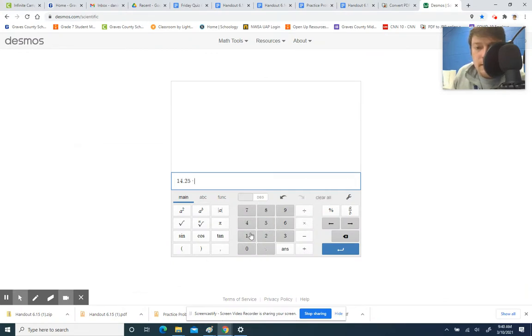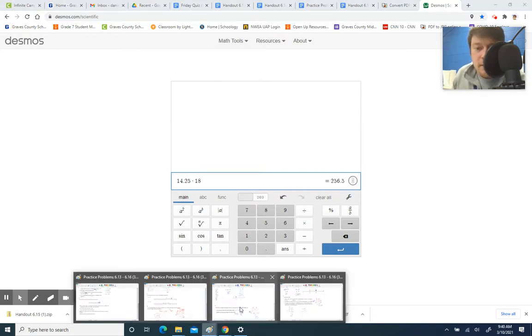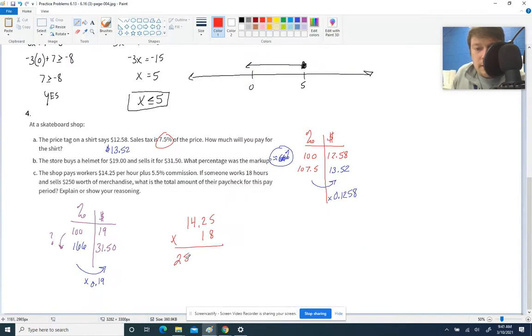So let's do that real quick. 14.25 times 18 hours worth, $256.50. So $256.50 just for working my time. But the second half of this is a percentage. So I get a percent commission. I get based off 100% of what I sell, which in this case is $250. I get to keep 5.5%. So let's find out how much that is worth by doing a little quick math.